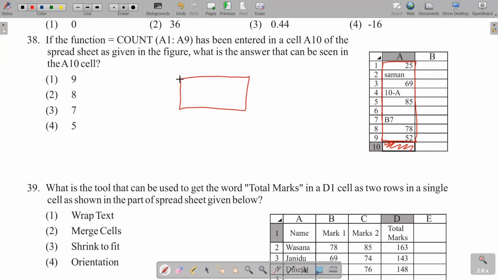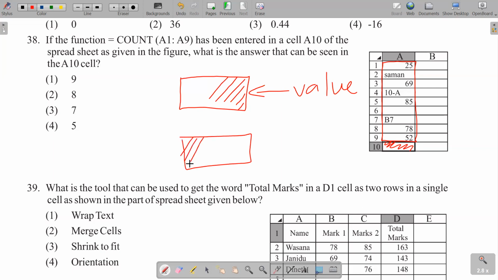Values will be right aligned in a cell. So what can we have as a value? We can have a number, a currency, a date, a fraction or a percentage. Everything can be considered as values. The text will be left aligned. So COUNT will just simply count the values. So those are going to be 5. So the answer is going to be the 4th.